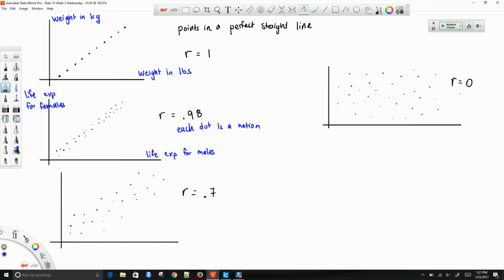Over here we have R equal to 0. This could be something like someone's SAT score, we'll say SAT verbal, and shoe size. We would not expect to see any kind of relationship between someone's verbal SAT score and shoe size. You'll have people who scored high with big feet, people who scored high with little feet, people who scored low with big feet, people who scored low with little feet, and everyone in between. We would not expect to see any kind of relationship.